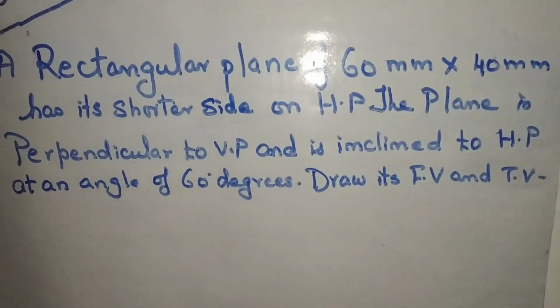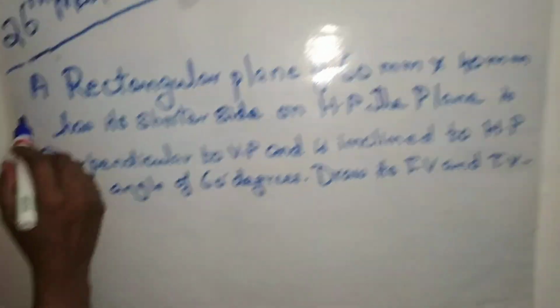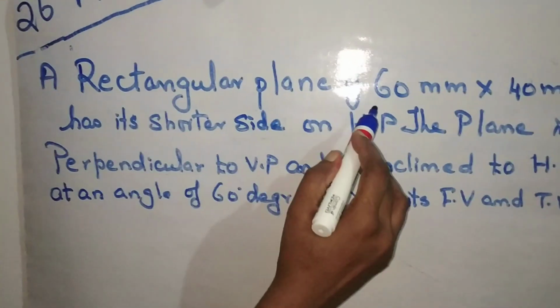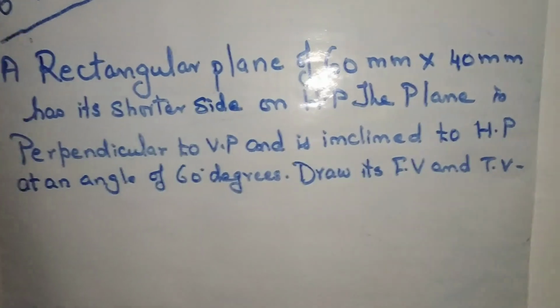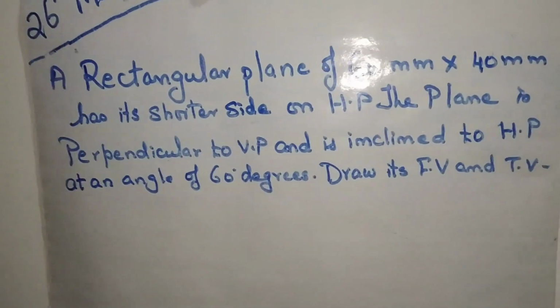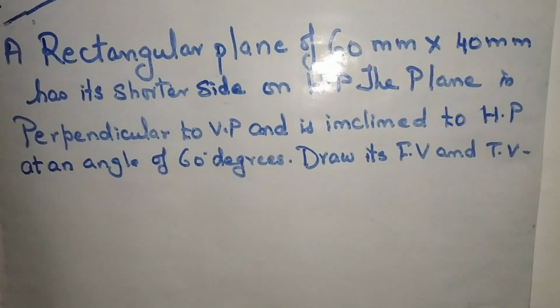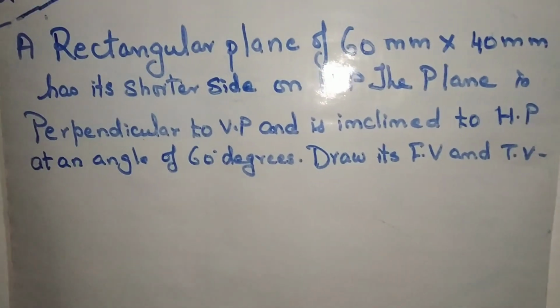The next problem I'm going to make you solve goes like this: a rectangular plane of 60 mm by 40 mm has its shorter side on HP. The plane is perpendicular to VP and inclined to HP at an angle of 60 degrees. Draw its front view and top view.